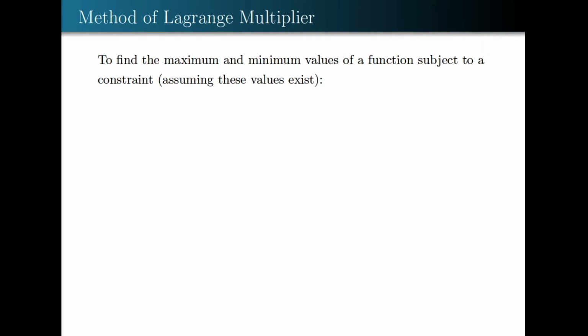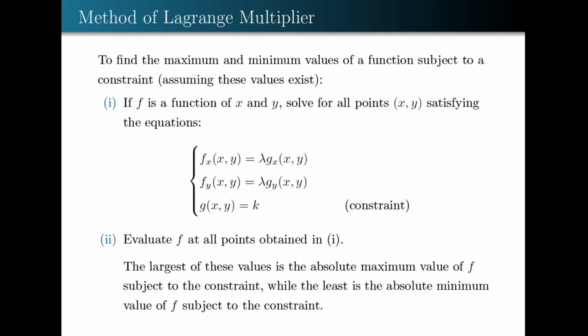We can now use the method of Lagrange multipliers to find the maximum and minimum values of a function subject to a given constraint, while assuming that these values exist, by these two steps. First, we solve for the solutions of the system of equations given by partial derivative of f with respect to x equals lambda partial derivative of g with respect to x, partial derivative of f with respect to y equals lambda partial derivative of g with respect to y.